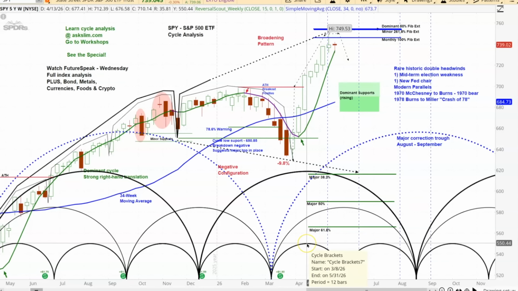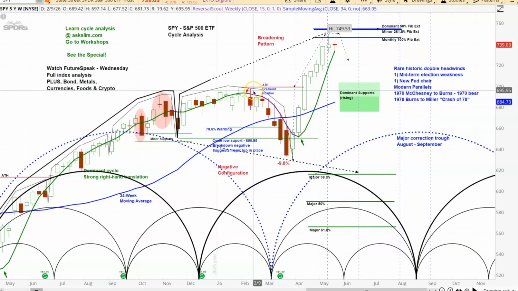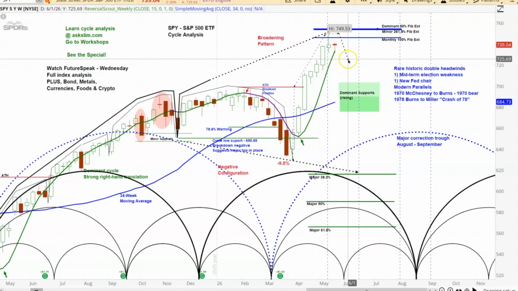So in the beginning of the year when I had done my analysis, I talked about a period into March that would likely be moving down, a period into June that would likely be moving down, and then another one over here into August that would likely be moving to the downside.